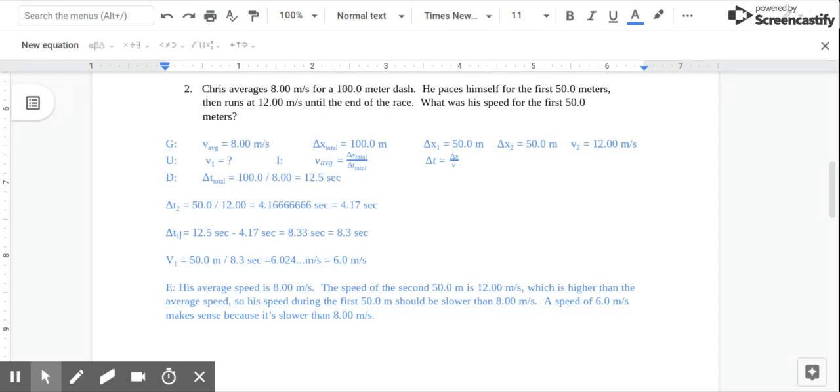So those of you who answered 4.0 by just doing 4 plus 12 divided by 2: first of all, not the way to do it. Second of all, we don't spend equal time, so it wouldn't make sense.